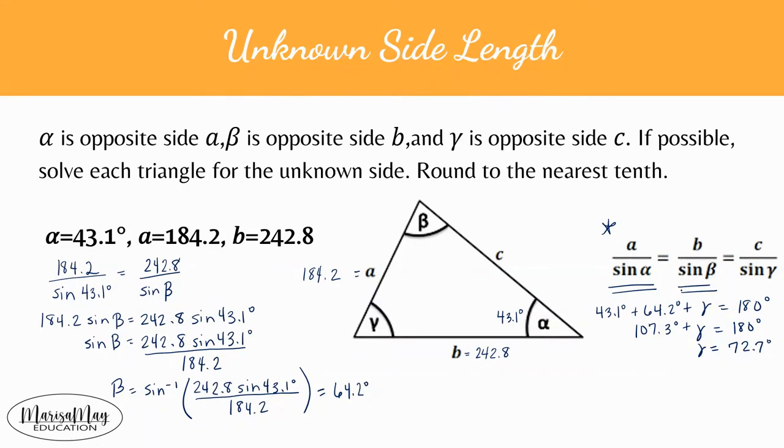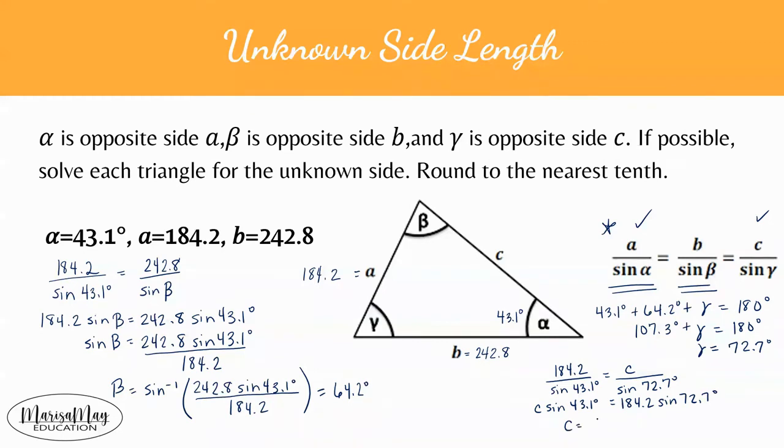Now we are finally ready to find side C, which was what we were trying to find. So we're going to set up in our law of sines, we're going to use the A fraction and we'll use the C fraction. So we'll set that up. A was 184.2 divided by the sine of alpha, which is 43.1. And that's equal to side C, we don't know, over the sine of gamma, which is 72.7. Again, we don't want to type in those trig values right now and get decimals. Instead, we cross multiply. C times the sine of 43.1 is equal to 184.2 sine of 72.7.